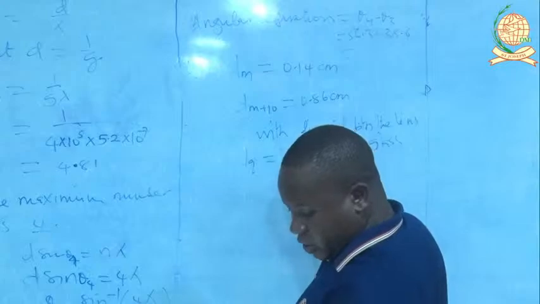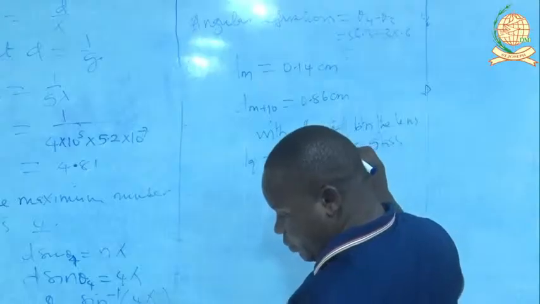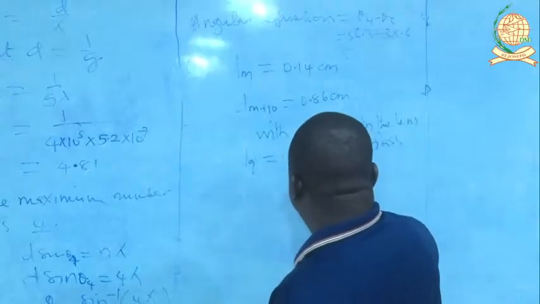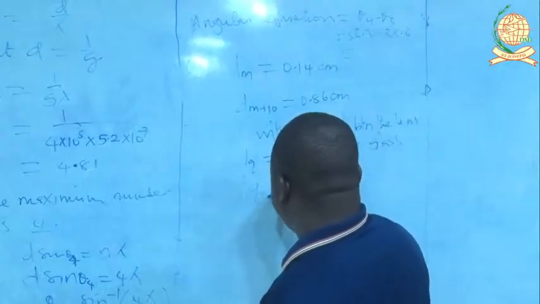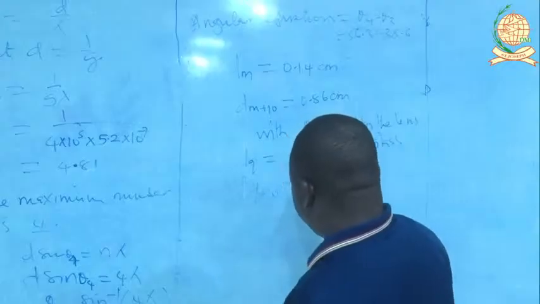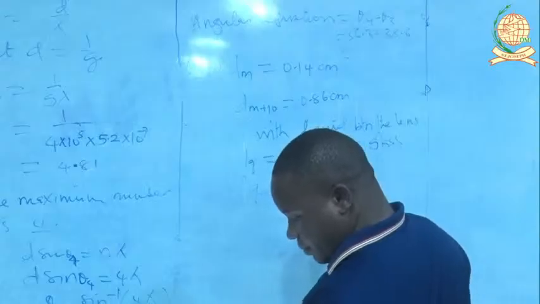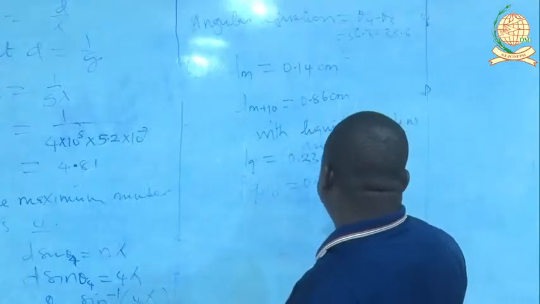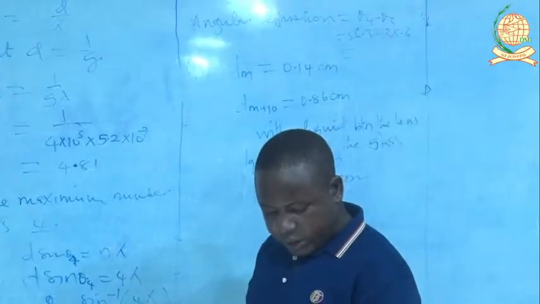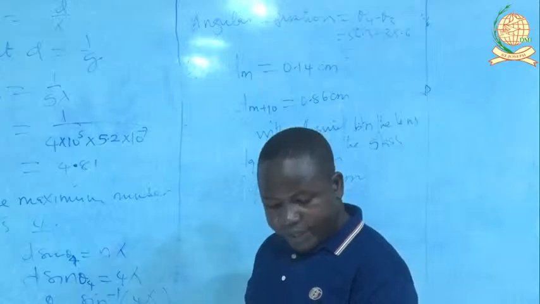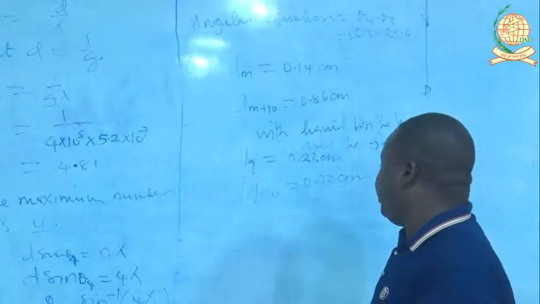Q diameter is equal to 0.3 centimeter, and the D of Q plus 10 equals 0.77 centimeter. What is the question? The question is, what is the refractive index of the liquid that is placed between the plate?